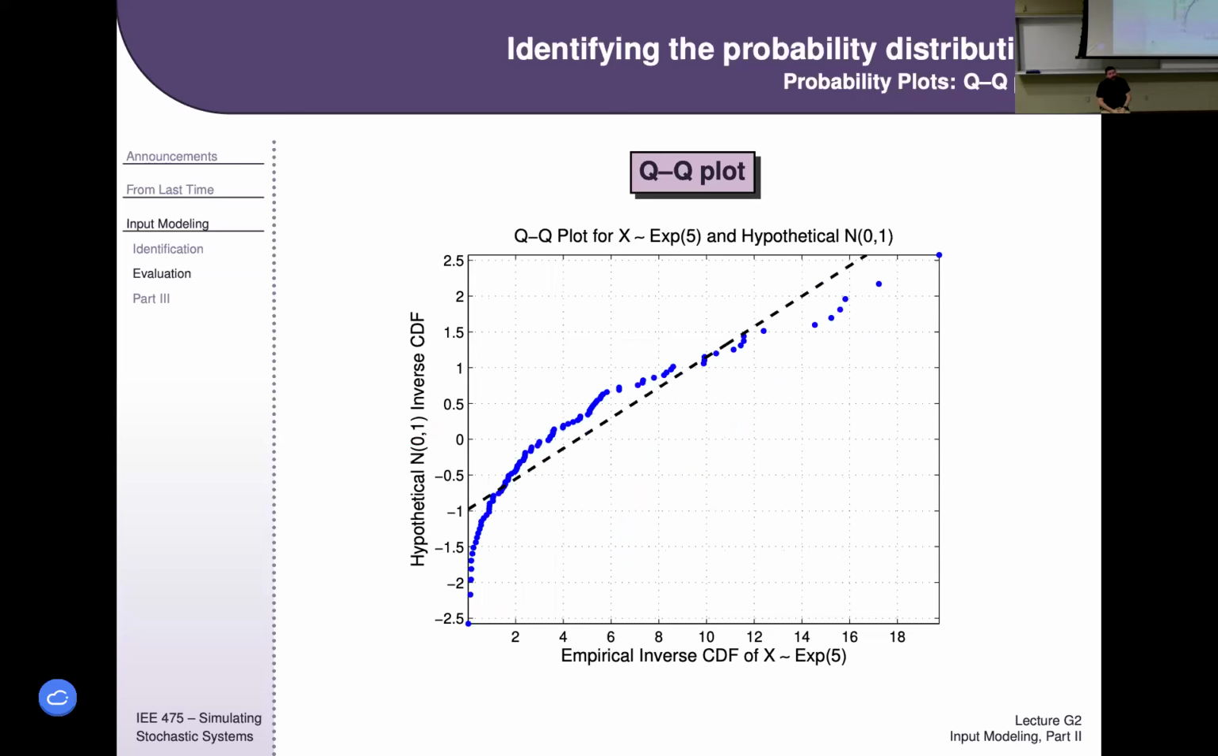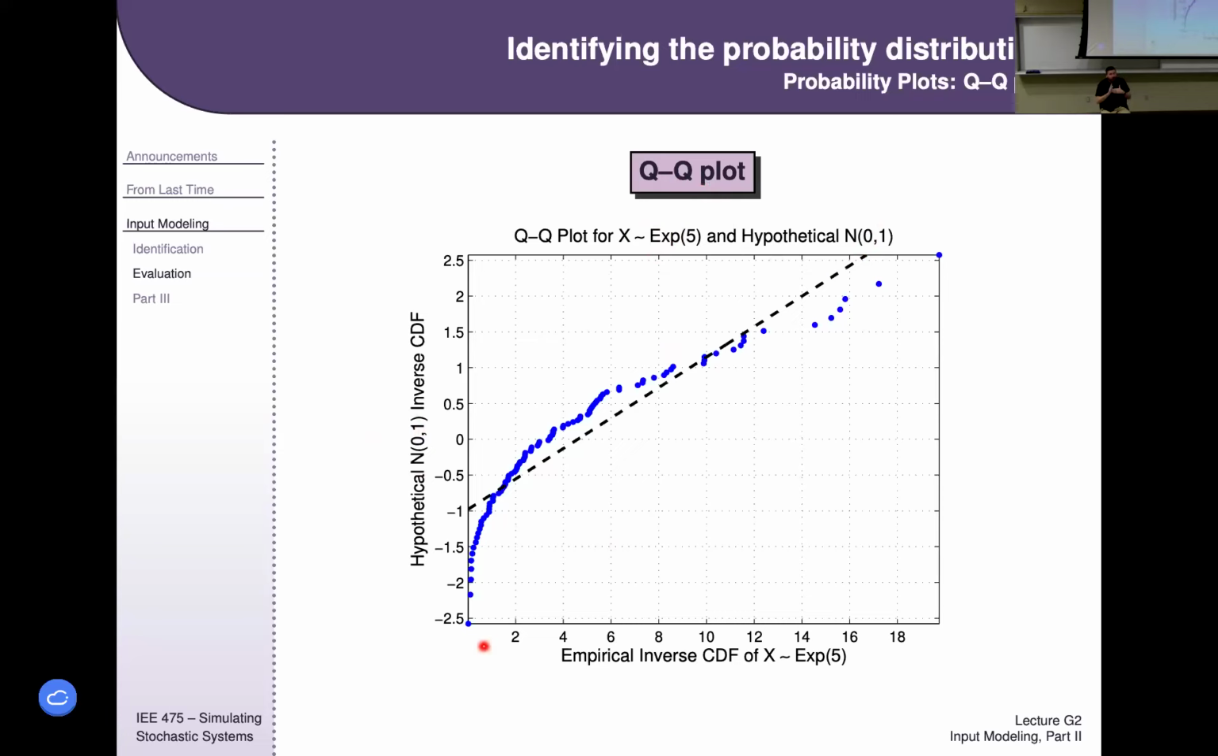Alternatively, if I had drawn exponential data but wanted to compare to this hypothetical normal, I do the same thing. So these are exponential data. They come from an exponential distribution with a mean of 5, but I'm trying to test the normal family.